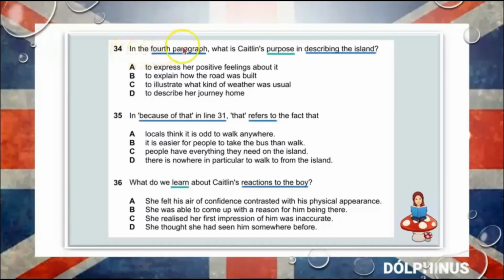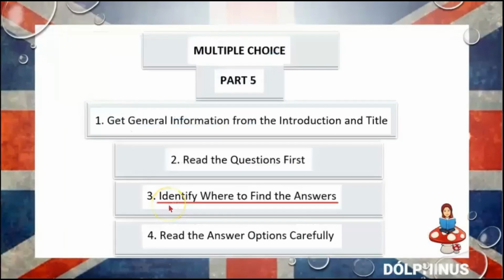34, the answer is in the fourth paragraph, and we have to search for her purpose describing the island. In 35, it tells us it's in line 31 and it gives us the sentence. So afterwards, we go to 36, and the information we have to look for is to learn about her reactions to the boy. After this step, we identify where to find the answers.